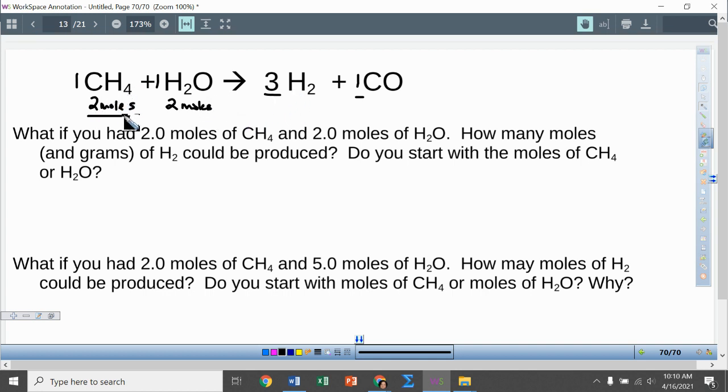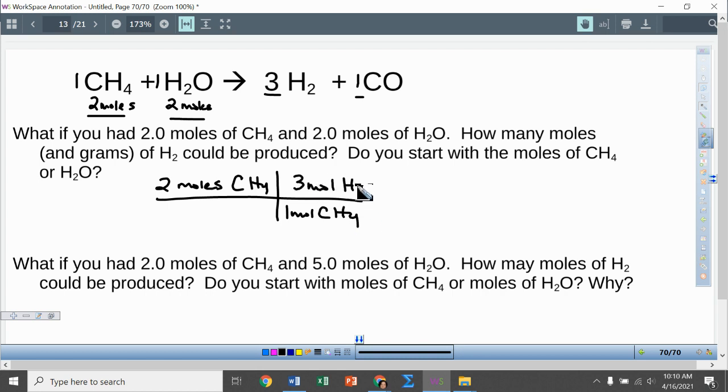But it turns out here that they run out exactly at the same time, right? We have 1 mole of this, 1 mole, 1-to-1 ratio, 2-to-2. And so both of them run out. There really is no limiting reactant in the sense that they both run out at the same time. So it really isn't going to matter what I do here. I've got 2 moles of CH4, and for every 1 mole of CH4, I should be able to make 3 moles of hydrogen. Okay?